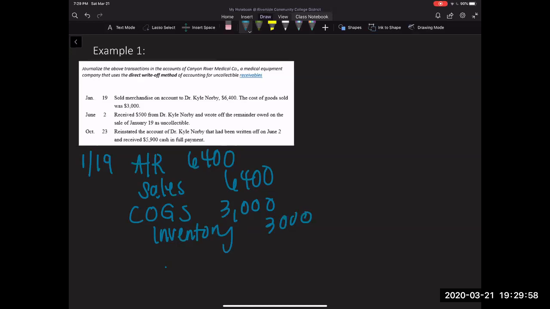So now on June 2nd, 6/2, we received $500 from Dr. Kyle and wrote off the remainder to uncollectible. So we tried, the only thing he paid us was this amount, $500. So we're going to recognize the cash of $500, and then our credit would be accounts receivable, because that's decreasing since we're getting our money, of $500.